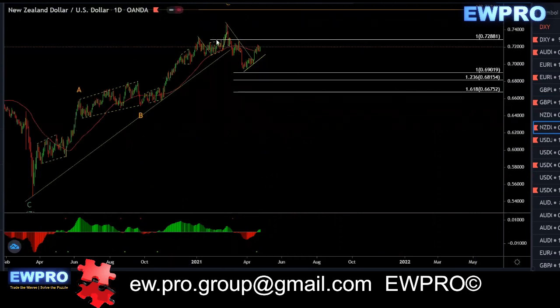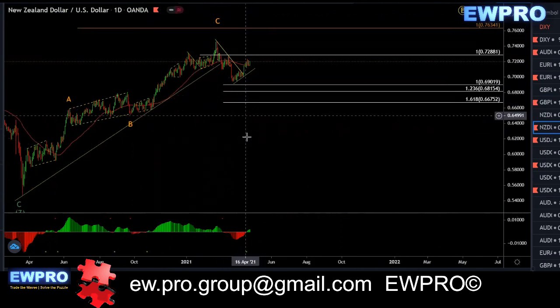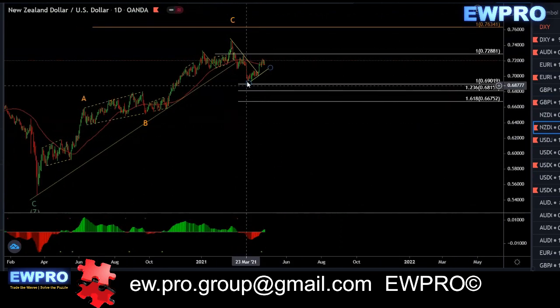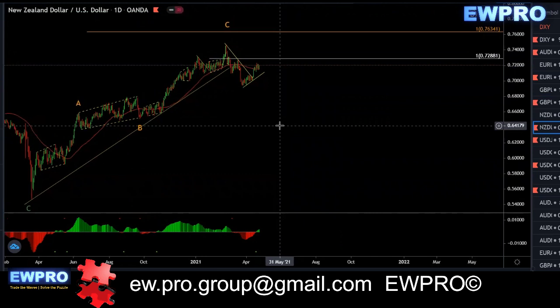Again, we never hit that 100 fib. Come close to the 100 fib, but didn't hit it. This was looking quite impulsive. It didn't come down to that 100 fib. So more than likely the top will get broken.